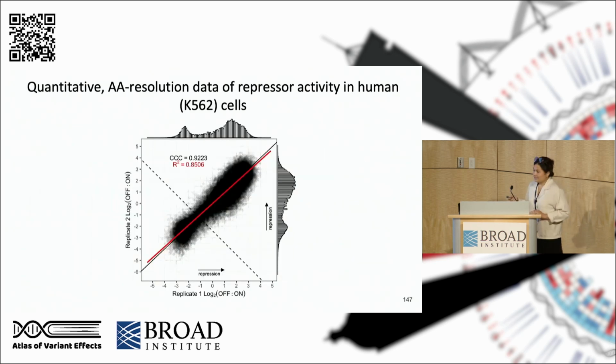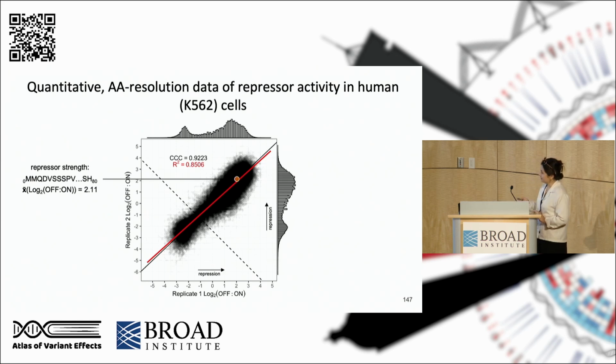And so when we look at our data, I just want to highlight that we did the screen in biological duplicate, and you can see our data sets are extremely reproducible, which we were happy about and which wasn't a given, given the size of the library. And we conducted this in K562 cells. And so each of these data points now is this 80 amino acid sequence that has a measurement of repressor strength that is the log on and off enrichment values.